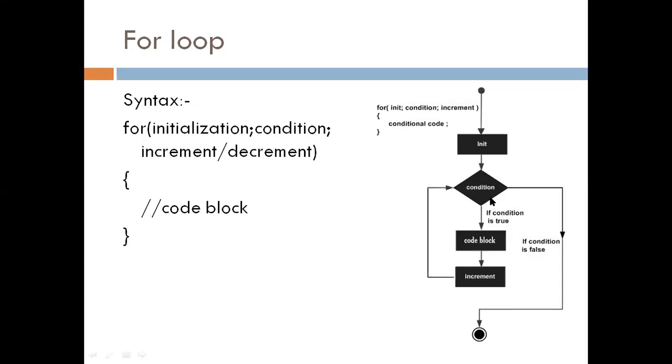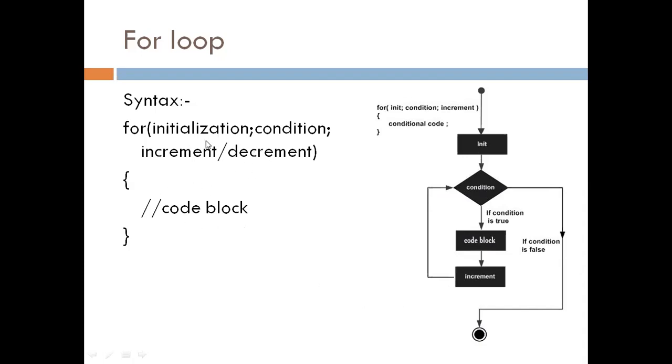So this is the flow chart of the for loop. Here this is initialization, then we check for the condition. If the condition is true, then it executes this code block, and then it performs the increment or decrement operation. Then again it checks the condition. If the condition is true, it executes the code block, increments, and checks the condition again. If this condition is false, then it exits from the for loop.